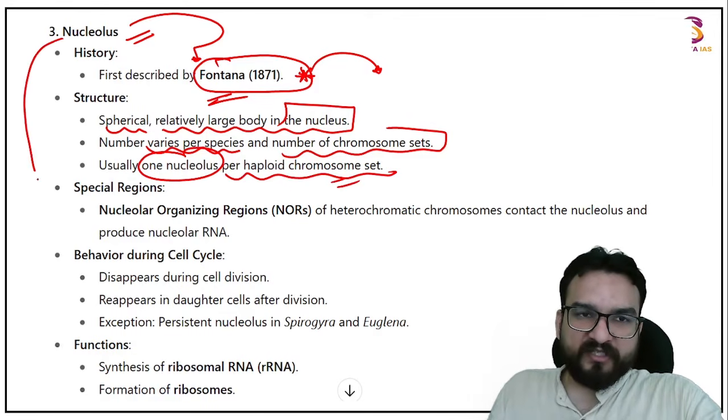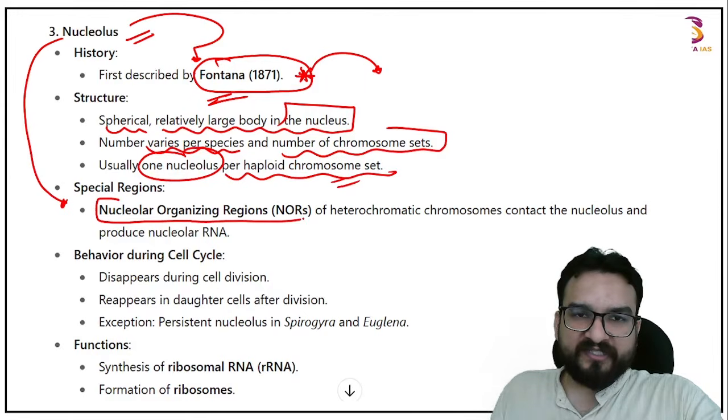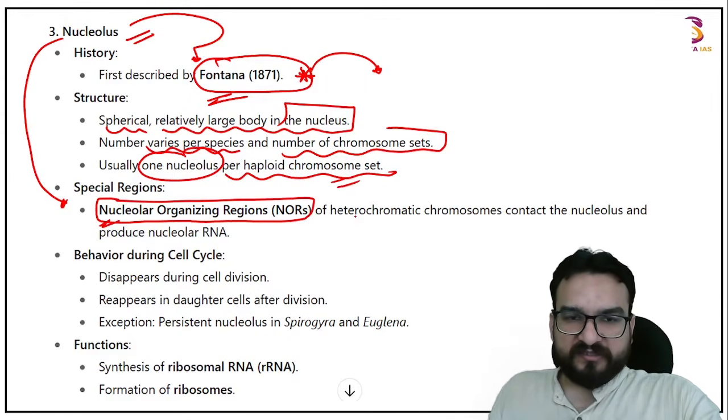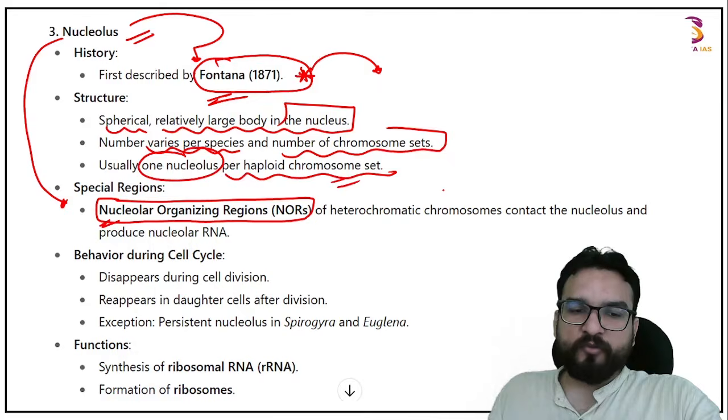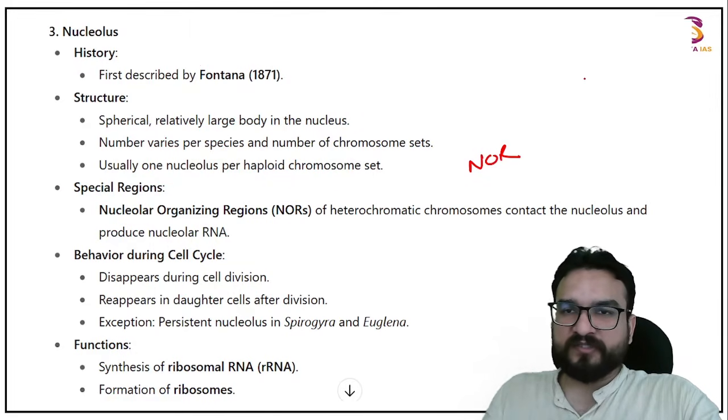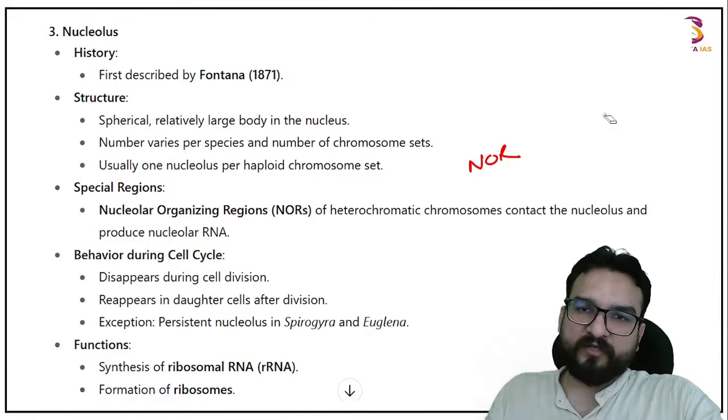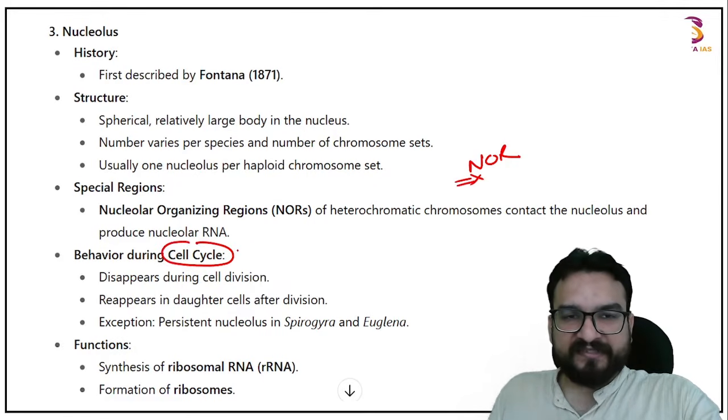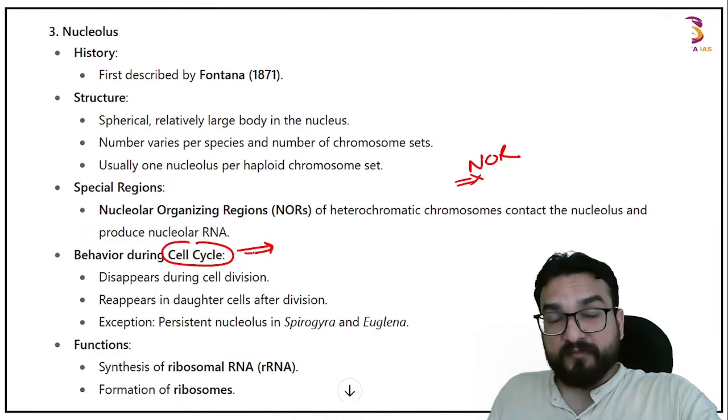In this particular thing you will be getting one special region known as nucleolar organizing regions, NORs. That I'll be showing you later on, but you remember that NOR is also present. When I'll be teaching you about chromosomes, I'll be telling you where this NOR region is and from where this nucleolus emerged. Over there you will be remembering NOR. Right now not needed. Behavior during cell cycle: cell cycle we have to study. Again we will be seeing this.